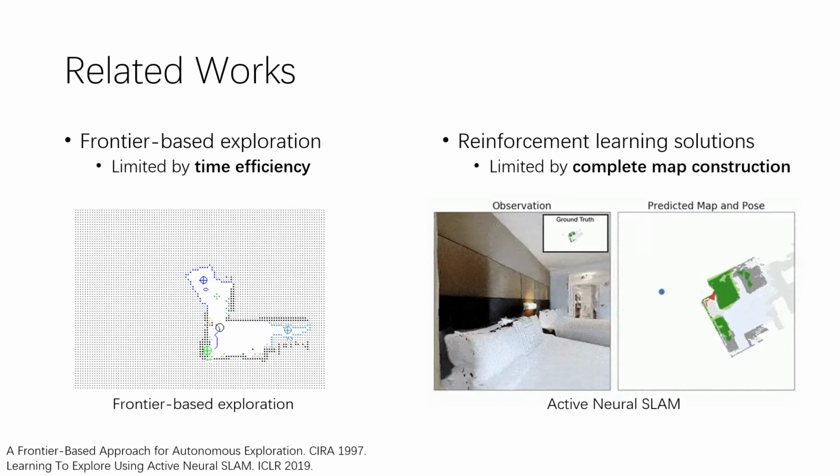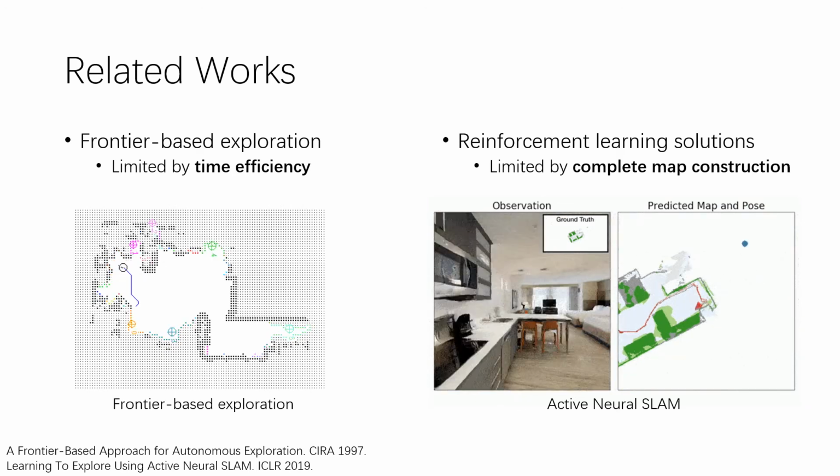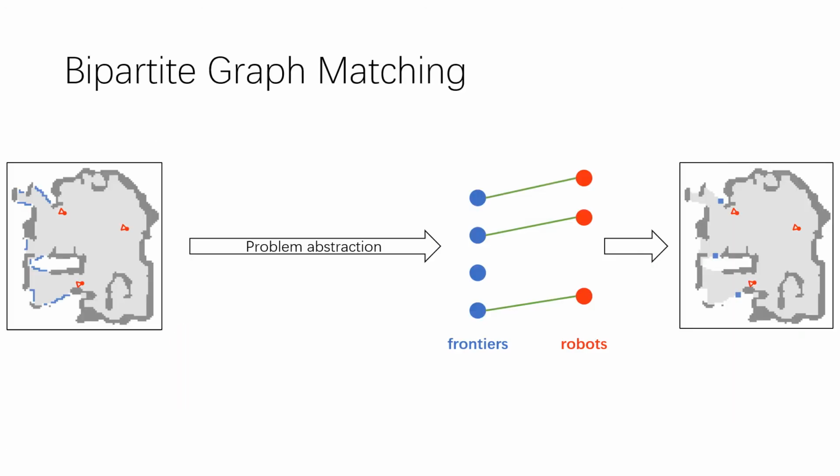The more recent reinforcement learning solutions directly regress the goal position via CNN, but do not guarantee the complete map construction. In this paper, we propose a novel multi-robot active mapping algorithm that takes advantage of both approaches for more efficient and complete map construction. To be specific, we reduce the multi-robot active mapping problem to bipartite graph matching, which establishes node correspondences between two graphs, denoting robots and frontiers separately in our case.